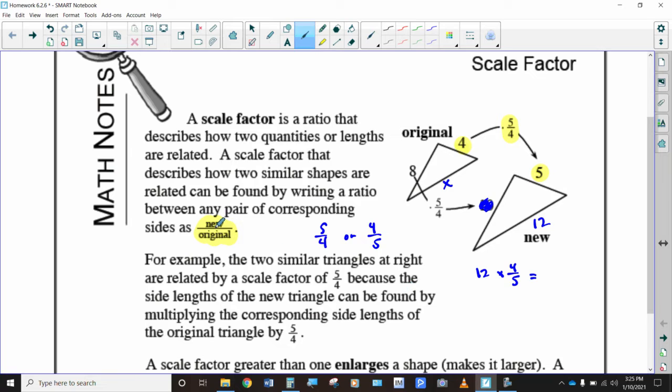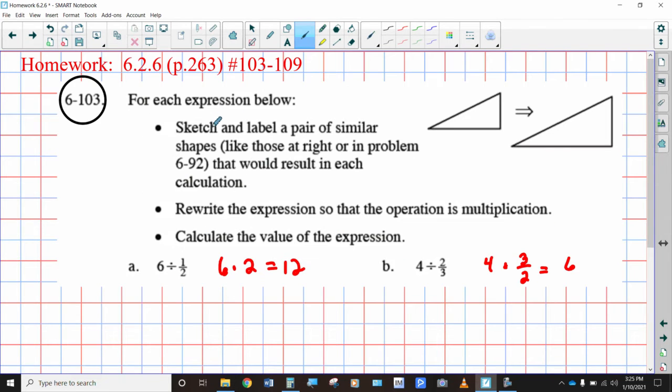So yes, you could use this formula and then choose whether you're going to multiply or divide by that scale factor, depending on the known information. But for me, it just works better to use both of them and just choose which one you're going to use and always multiply. It says sketch and label a pair of similar shapes, like this right here. Rewrite the expression so that the operation is multiplication.